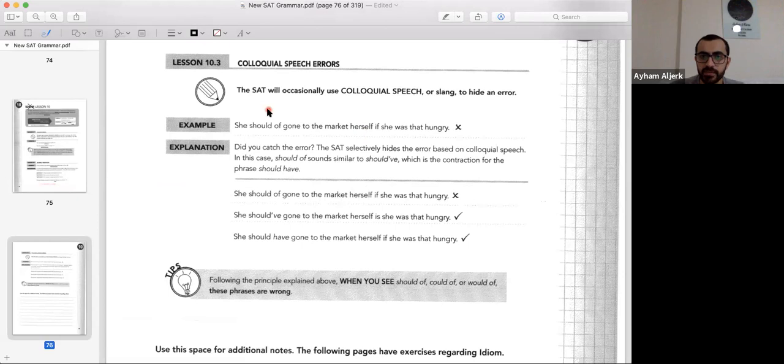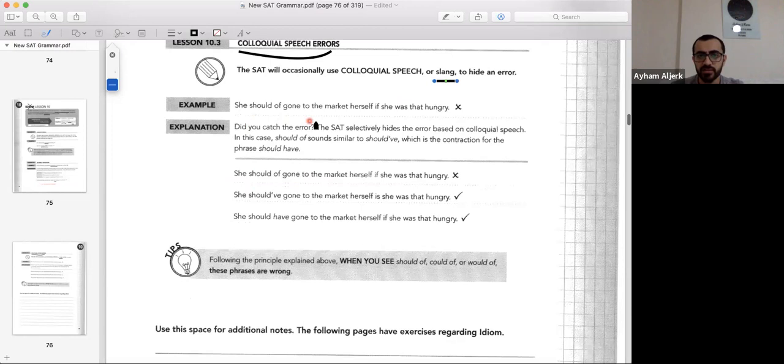Colloquial speech errors. Colloquial speech means somehow informal speech. The SAT will occasionally use colloquial speech or slang to hide an error. Why do they use this? Because they know, for example, students watch movies, series, listen to songs, and they are exposed to a lot of informal language. So maybe when they read the sentence, they think, yeah, I've heard this before, so it might be correct. But SAT is an academic test, which means that we shouldn't have informal, colloquial, or slang. So that's why you need to be careful. Let's have an example of that.